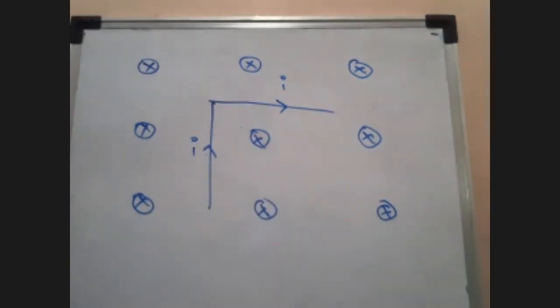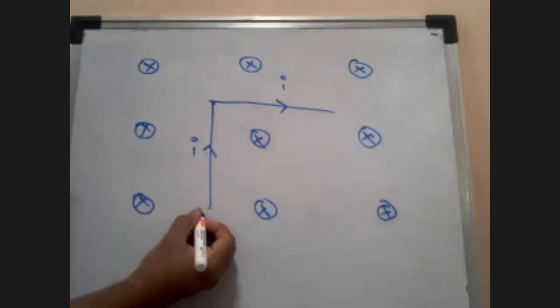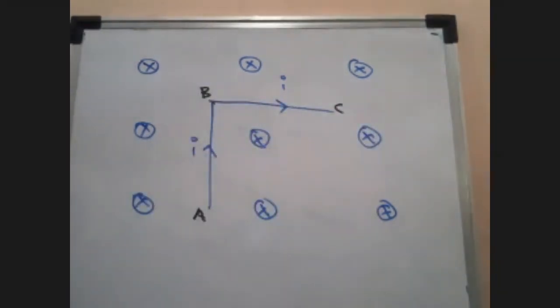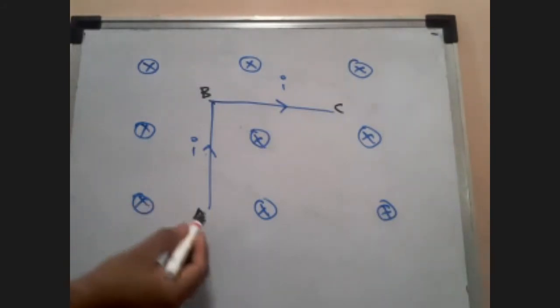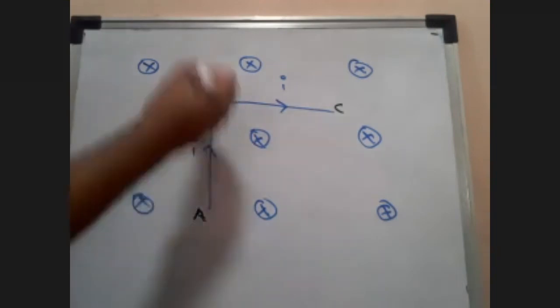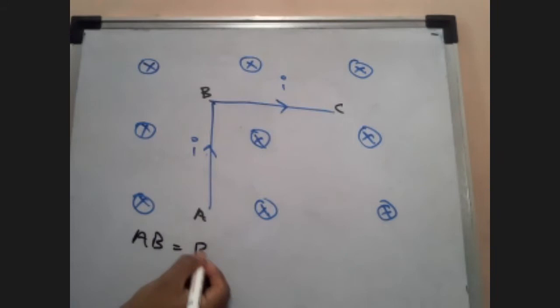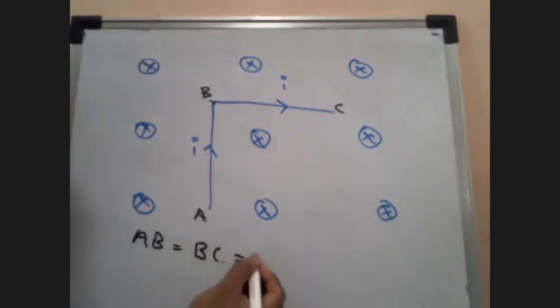In that case, students, what is going to be the magnitude of the force, and in what direction, considering this is A, this is B, and this is C. This is a single conductor which has been bent, and the current passing through this conductor, AB is equal to BC is equal to I. Current passing through both these branches is I. So in that case, what is the magnitude of the force?